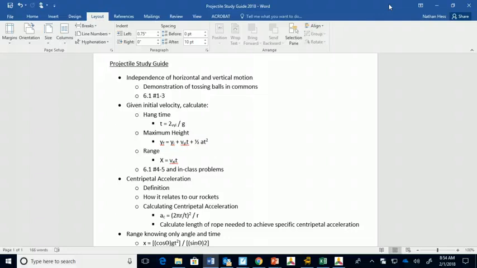Then we went into the hang time and the maximum height and the range using the different equations that you see here. And we did a number of problems with those. Remember, in those problems you were given the initial velocity and you had to find its components, right? Because it was going both up and over. So we had to break it into the two pieces. For the hang time and the maximum height, you would use the y component of that velocity. For the range, you would use the x component of that velocity.